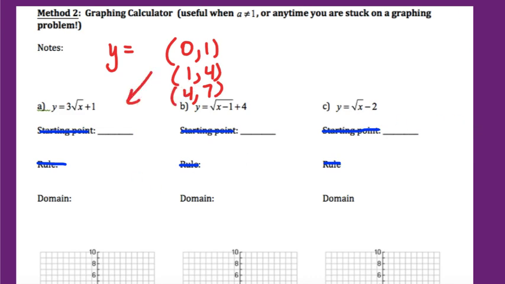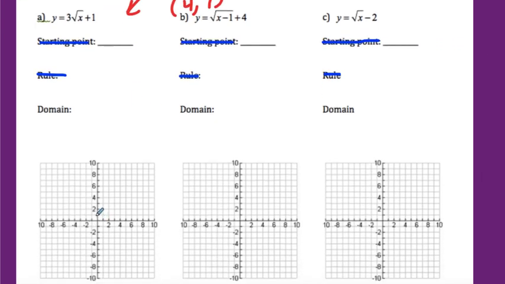And I'm going to plot them. Okay, so 0, 1, 1, 4, and 4, 7, right about there. And there's my graph using the graphing calculator.